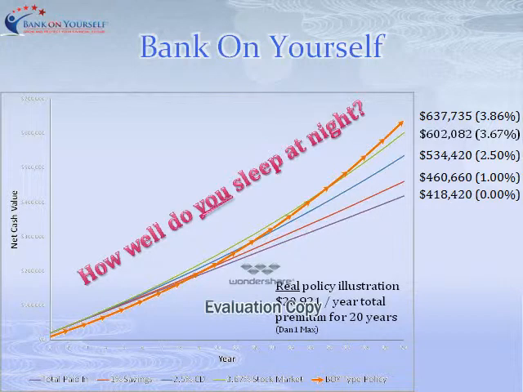Here you can see that the return of this policy beats the savings account, which is very safe, and beats the stock market, which is not safe at all. So we have a higher return with even less risk.